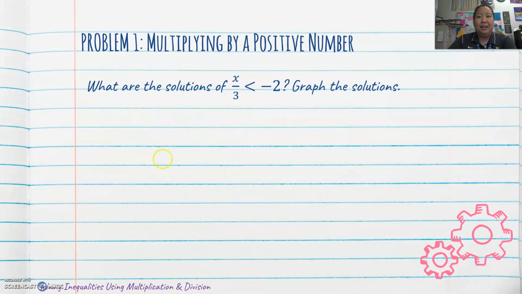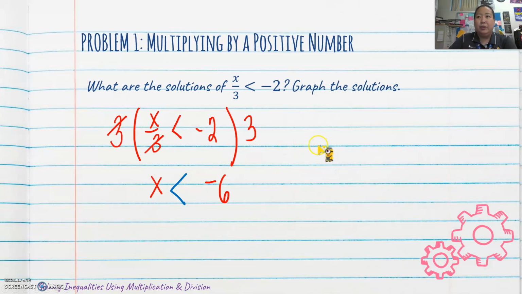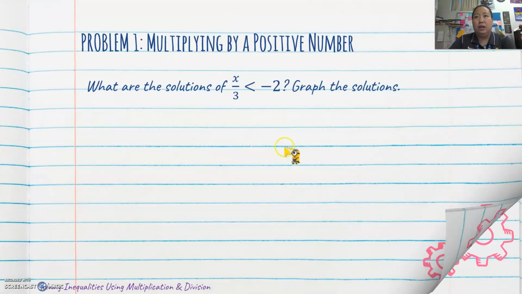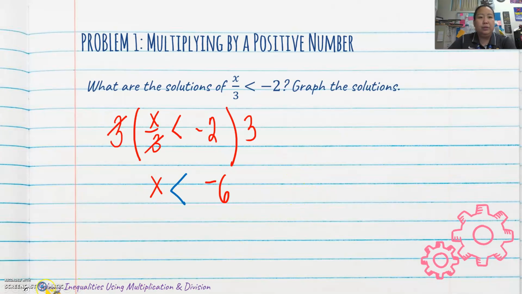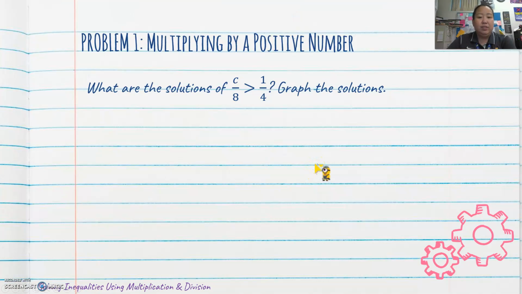All right, let's have the next. Oh, sorry, I forgot. We forgot to graph. So remember our graph. So our line graph will be 0, and this is negative 6. And our graph would be a hollow dot, and it is pointing to the left. Okay, sorry about that.